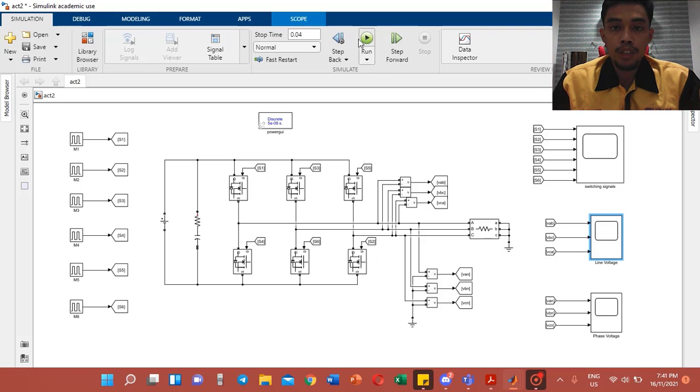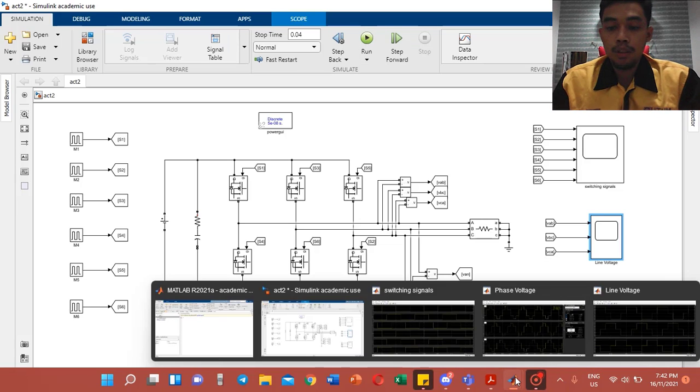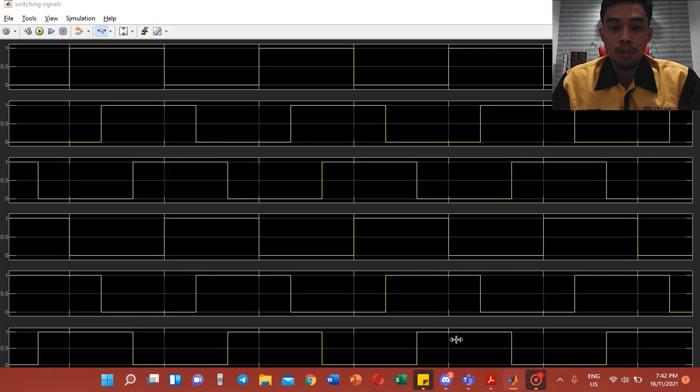For the first step, we need to run the system, and I ran it earlier, and then we obtain our output waveform here for the switching signal. The switching signal measures the MOSFET condition when the circuit is running. There will be 6 segments, 1, 2, 3, 4, 5, and 6, which indicate the 6 MOSFETs that we have in the block model.